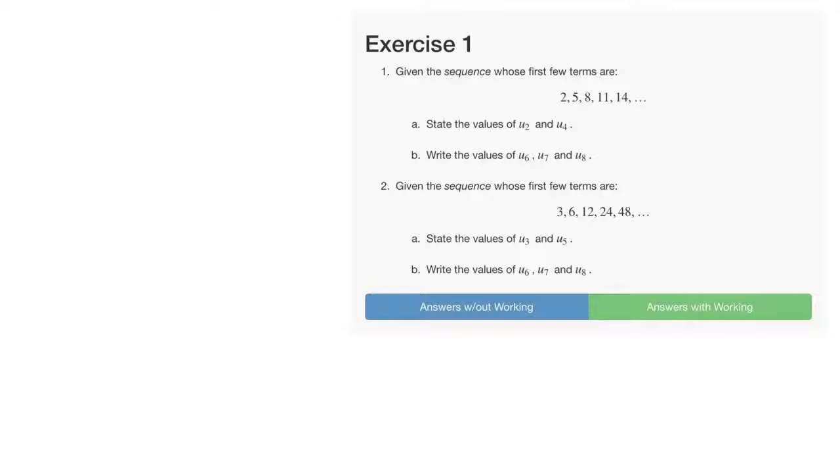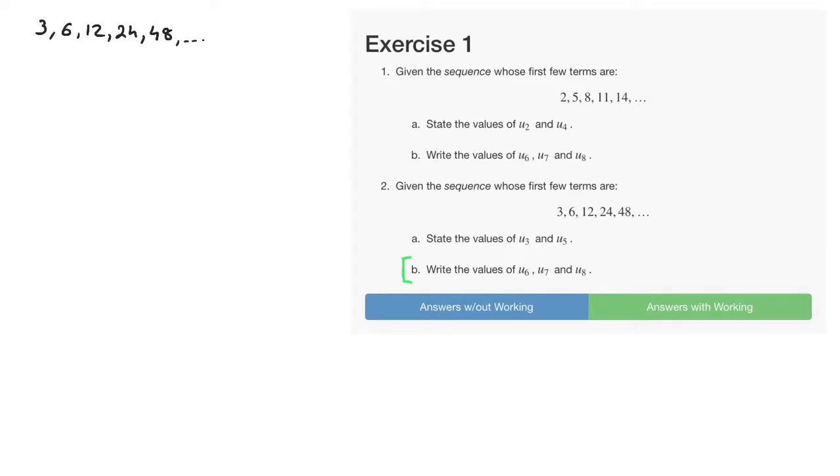We now answer question B in this second question, and we're asked to write the values of U6, U7, and U8. Now let's just remind ourselves of the first few terms of our sequence. Those were 3, 6, 12, 24, 48, and so on.